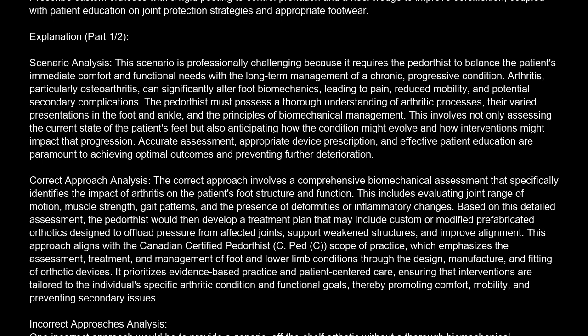This approach aligns with the Canadian Certified Pedorthist C.Ped(C) scope of practice, which emphasizes the assessment, treatment, and management of foot and lower limb conditions through the design, manufacture, and fitting of orthotic devices. It prioritizes evidence-based practice and patient-centered care, ensuring that interventions are tailored to the individual's specific arthritic condition and functional goals, thereby promoting comfort, mobility, and preventing secondary issues.